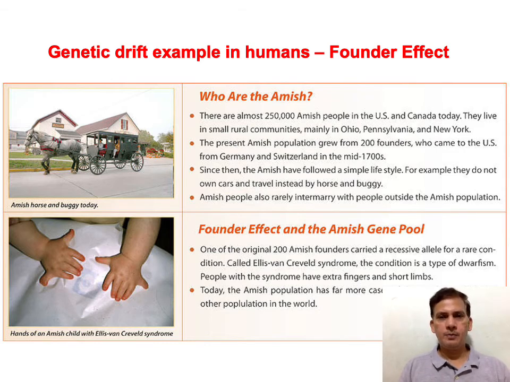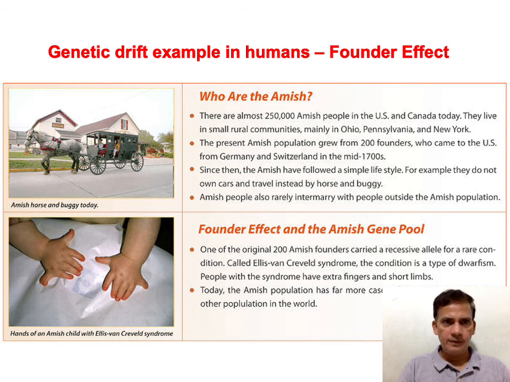Now there are some more examples about this genetic drift, and this is found in human populations also. This founder effect was identified in the Amish population. There are almost 250,000 Amish people in the US and Canada today, and they live in small rural communities, mainly in Ohio, Pennsylvania and New York. This present day population has come up from just 200 founders. They migrated from Germany and Switzerland in the mid 1700s.